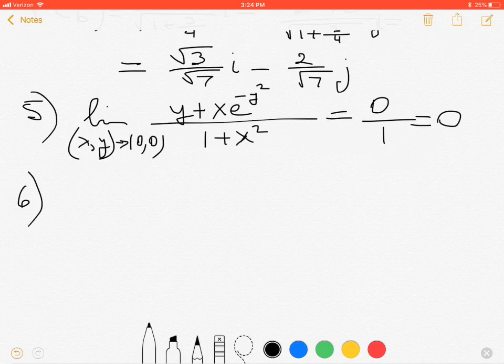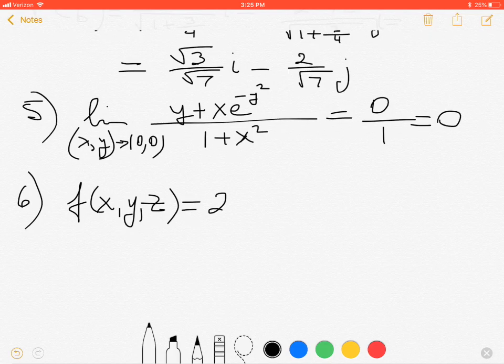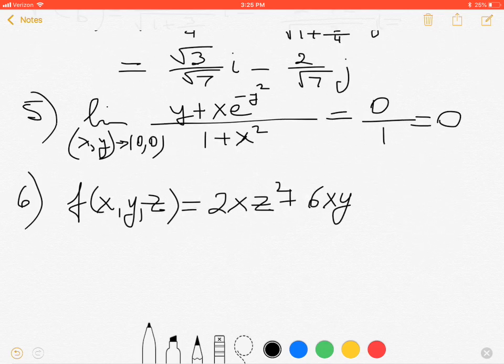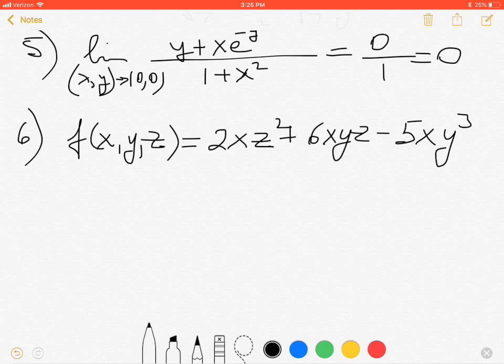Number 6. Find all first partial derivatives for the function f of x, y, z equals 2x z squared plus 6xyz minus 5xy cubed. I think it's no problem solving here. Only every time, don't forget where your variable is.